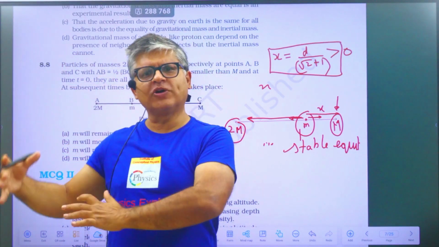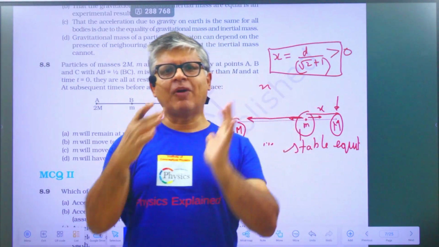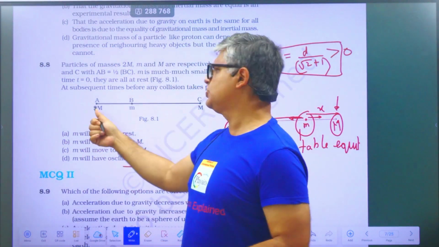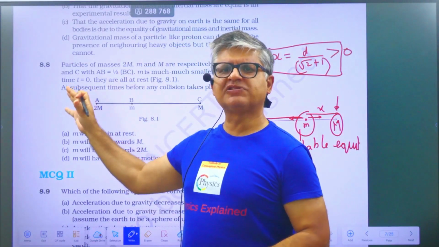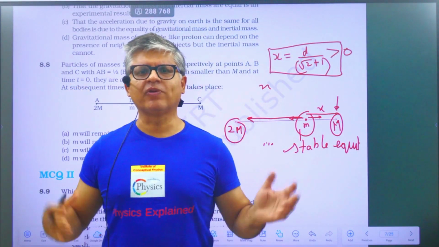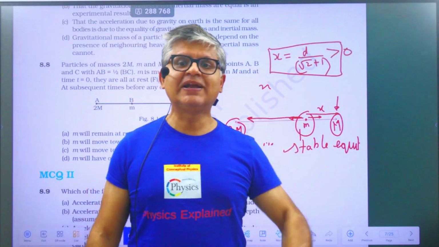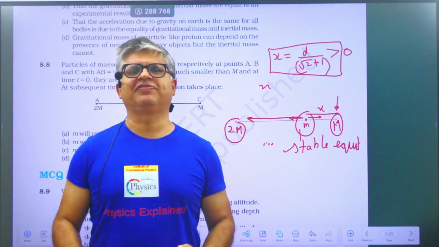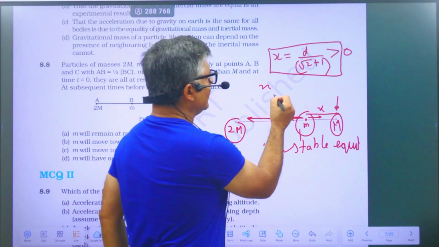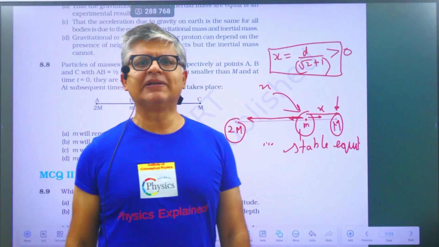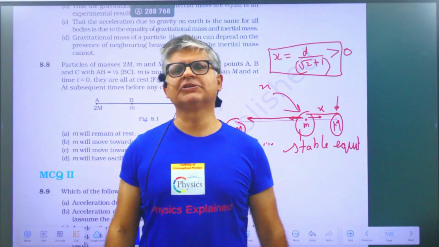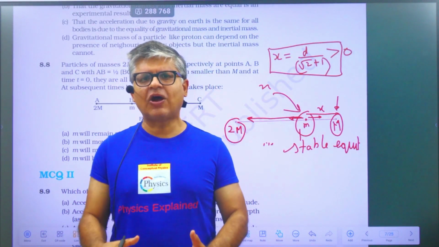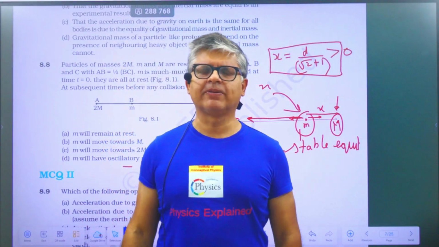There is no one to bring this small test mass back. Just one force dominates the other. The dominating force of 2m just pulls the small mass towards it. There is no restoration. So no oscillatory motion is possible between two masses, even if you have an equilibrium condition, because that equilibrium condition is different in nature. It's not stable. It's an unstable equilibrium.